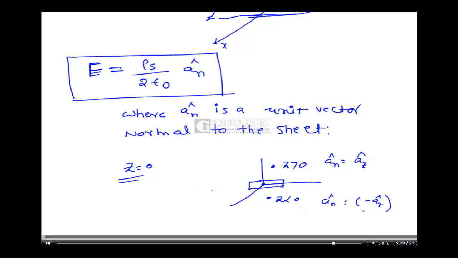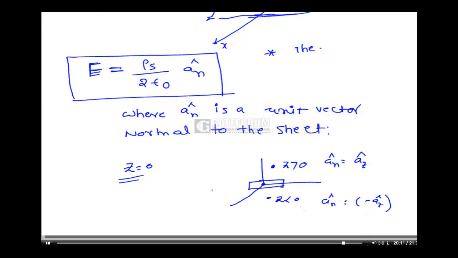So for z greater than 0, a n is equal to az, and for z less than 0, a n is equal to minus az. One more interesting point: the electric field intensity is given by rho s by 2 epsilon naught. Rho s is the surface charge density. 2 is a constant. Epsilon naught is the free space permittivity, so this is also a constant value. So the electric field is independent of the distance between the sheet and the point of observation. This is a very important point.